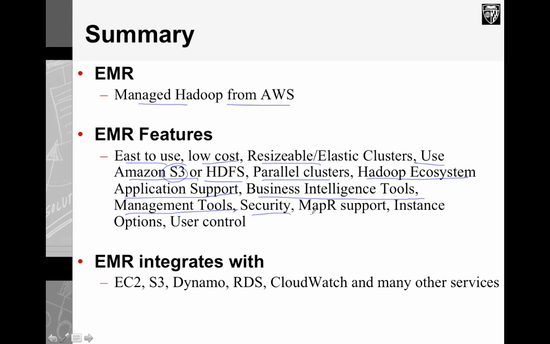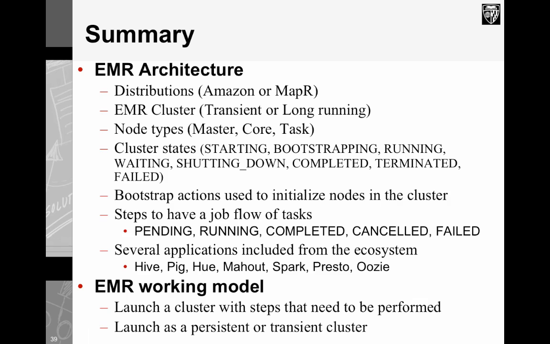Security configurations can be done. There's MapR support if you care to use MapR distribution. There's also instance options. You can choose the various types of instances that you want depending upon what kind of cluster you want. You want a cluster that's high computation versus high memory versus high storage. And there's a lot of user control that you have in terms of steps and actions that you can execute. EMR integrates with several AWS services, including EC2, S3, Dynamo, RDS, and CloudWatch.